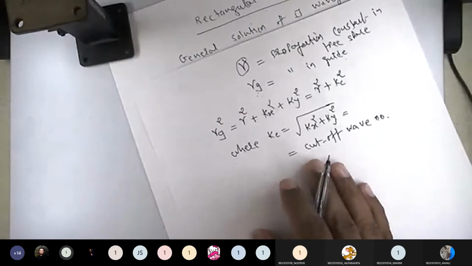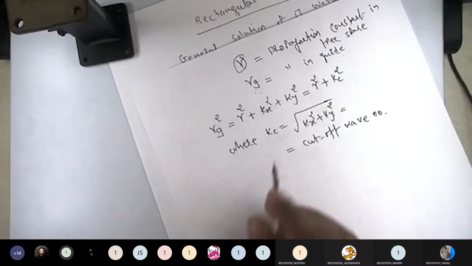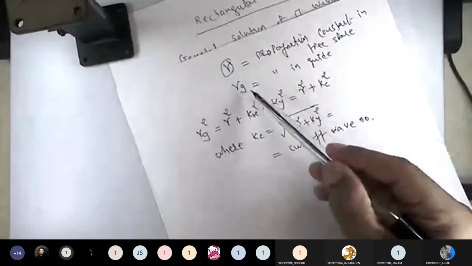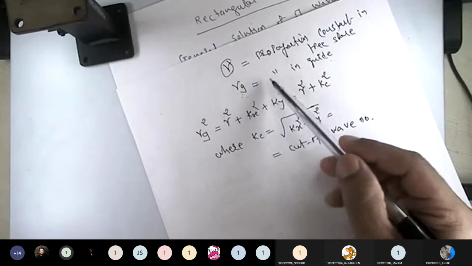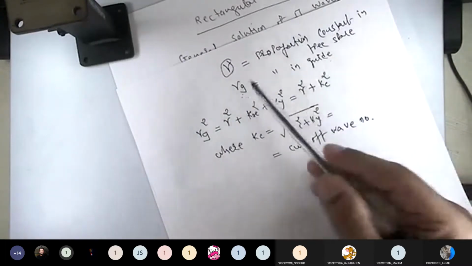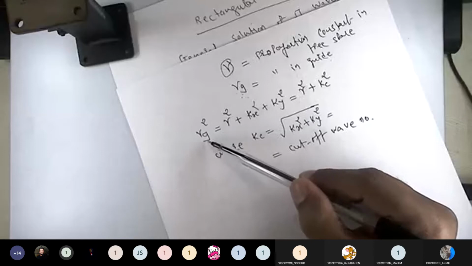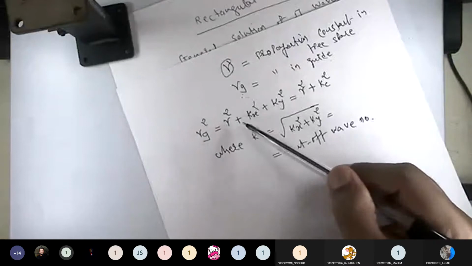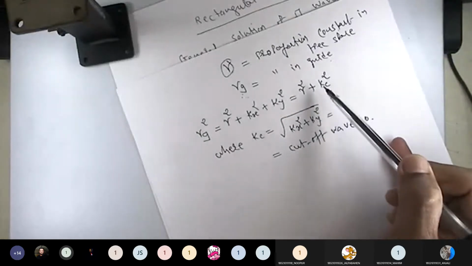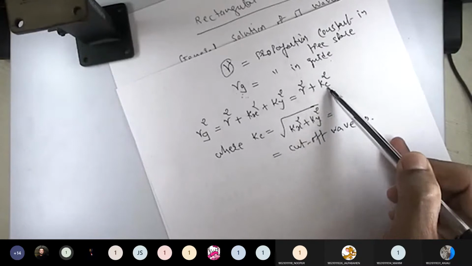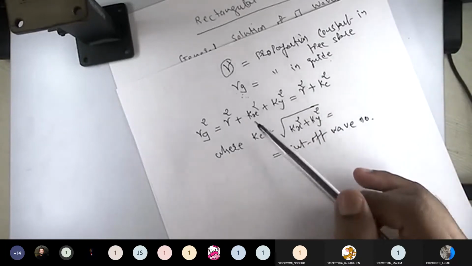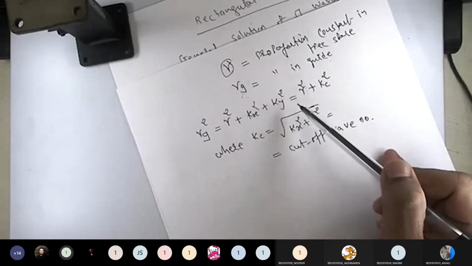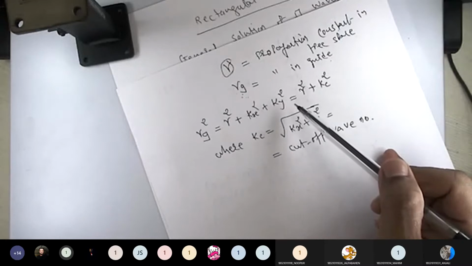So for a lossless dielectric medium, let me give you the idea. Please remember that we have now introduced a new term, gamma g. Gamma g is the propagation constant in the guide, and here gamma g square is expressed not directly as gamma square, but there is another term, kc square, which is the cutoff wave number. And as we have seen, a waveguide acts as a high pass filter. So after a certain frequency only the wave can propagate.